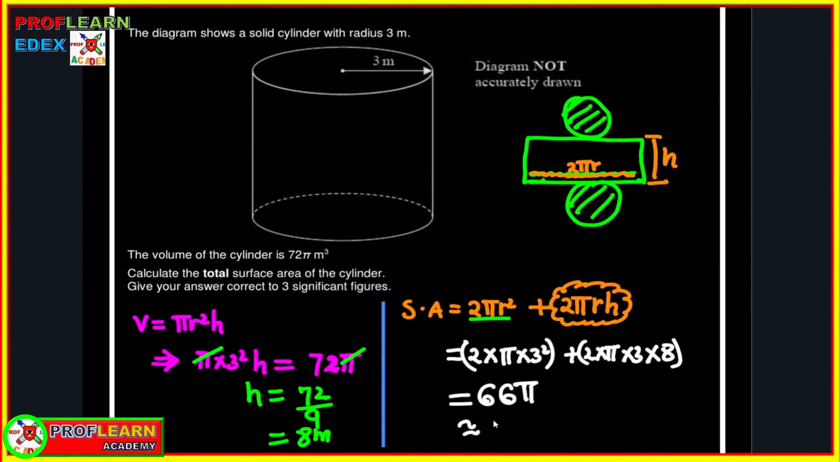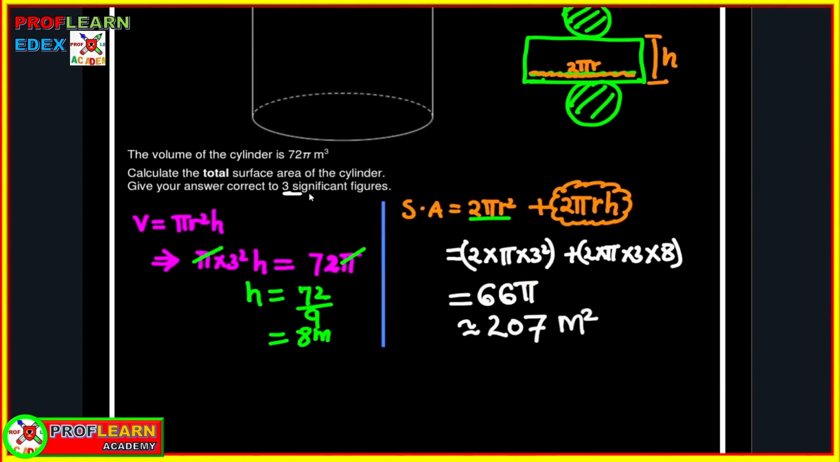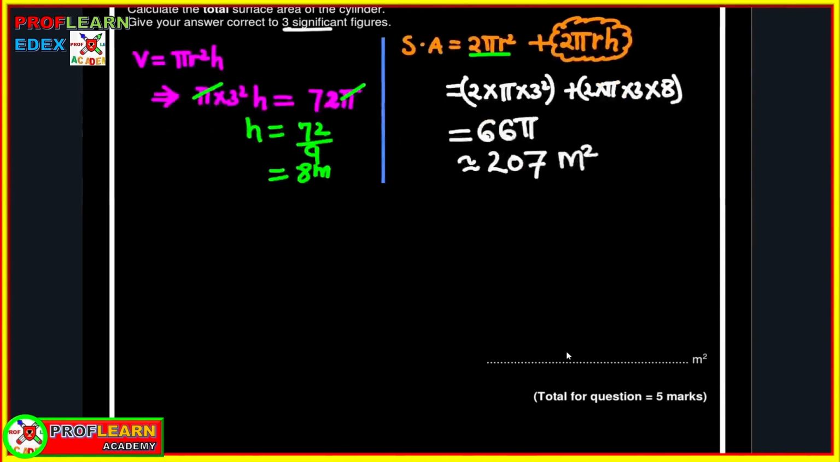That is 66 pi, and now we can write it as 207 meter square, because we are supposed to give our answer correct to 3 significant figures, and that is exactly what you are supposed to get. All right, we need to write this down here so that we can make the examiner happy.